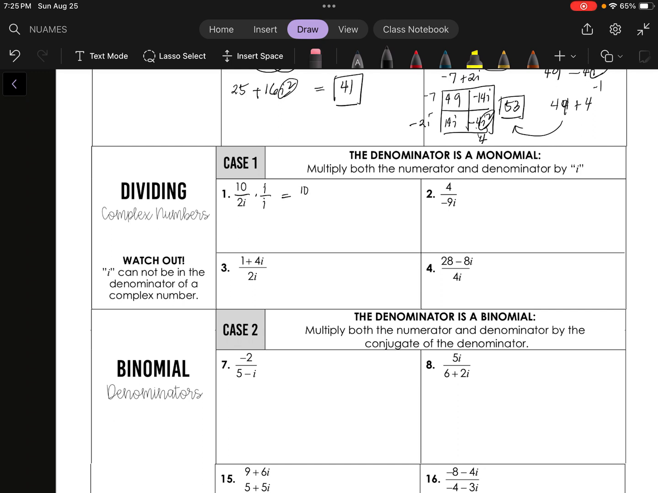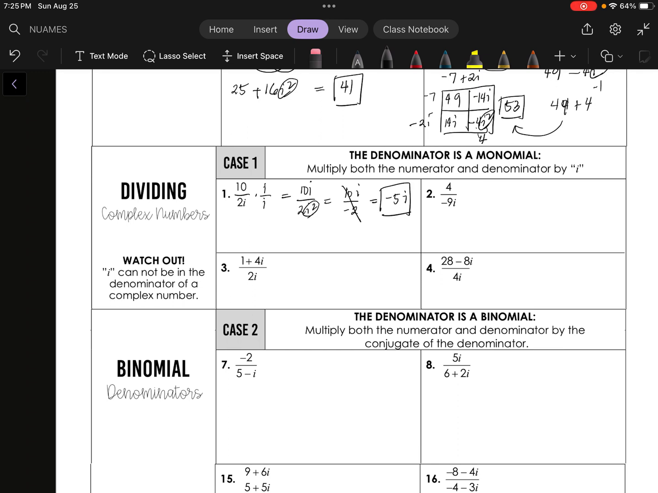This gives you 10i, and in the denominator, it gives you 2i squared, which later on, as you see, since i squared is just negative 1, the denominator will just be negative 2. And notice that it will cancel out the i's on the denominator, which gives you a simplest form of negative 5i.